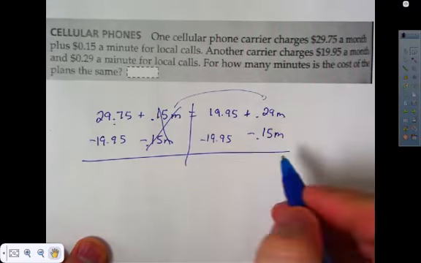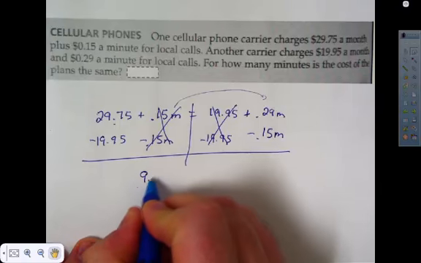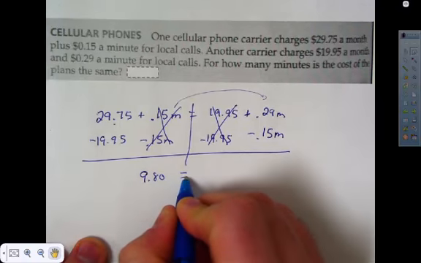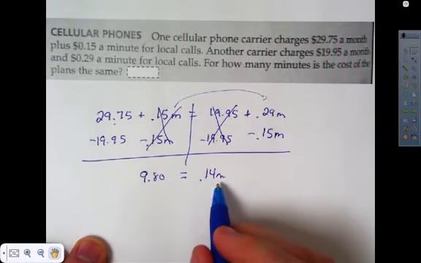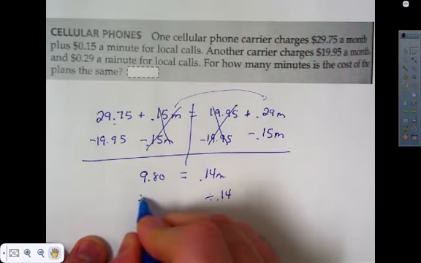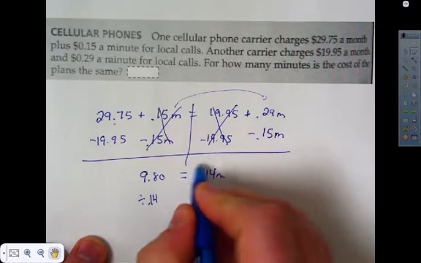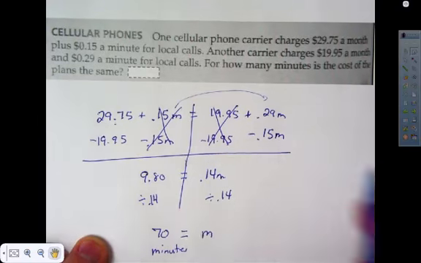That cancels that piece out. When I actually subtract, I get a $9.80 difference here, and then a 14 cents difference here from subtracting that. Now that we have an M here, we need to divide both sides by 14 cents. So minutes would end up being 70 minutes. At 70 minutes, that's when both plans will be exactly the same.